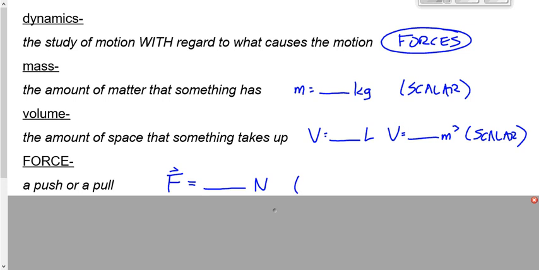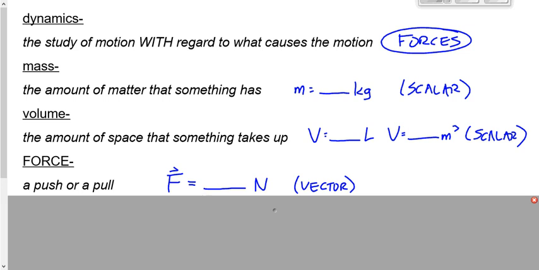Now, is force going to be a vector or a scalar? Yeah, it's going to be a vector. If you go back to the little test that we did earlier, add a south to it. Could you have a force of 25 newtons to the south? Yeah, that makes more sense than saying 2 liters to the south, right? Force is a vector. The other way you determine that force is a vector is you see that little arrow over top, you know it's going to be a vector quantity.